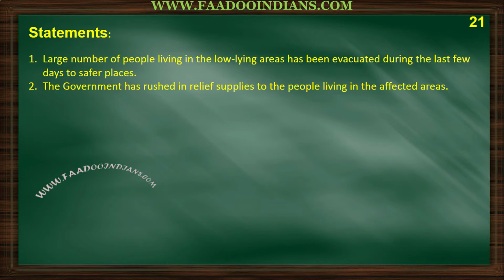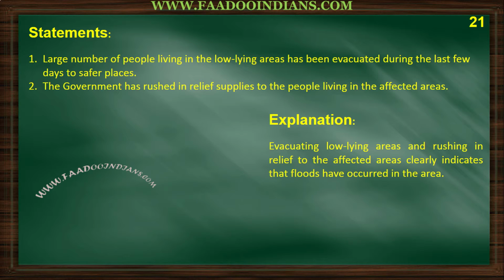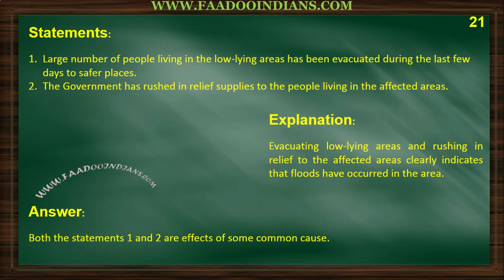21st. Large number of people living in low-lying areas have been evacuated during the last few days to safer places. The government has rushed in relief supplies to the people living in the affected areas, and this can only be caused due to flood. Therefore, evacuating low-lying areas and rushing in relief to the affected areas clearly indicates that floods have occurred in the area. Both the statements 1 and 2 are effects of some common cause, and the common cause being floods.